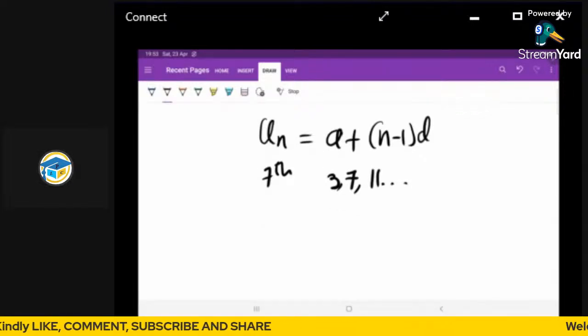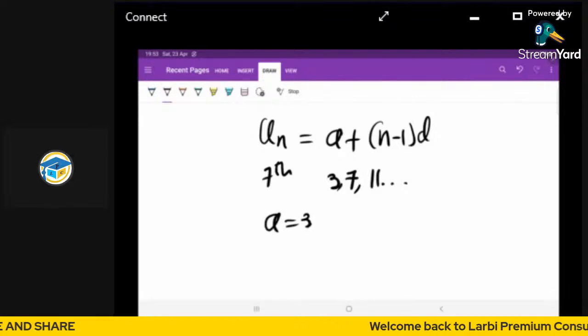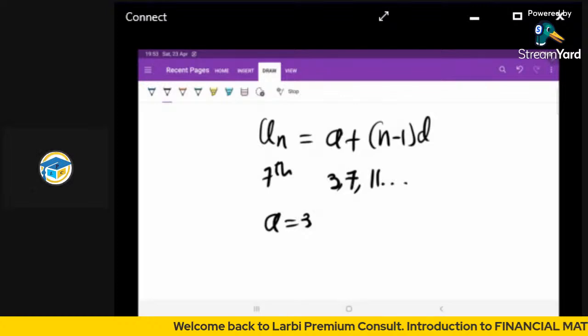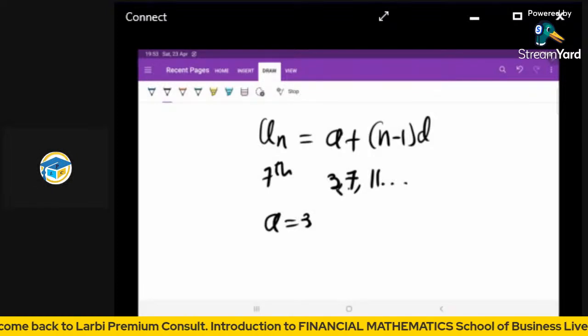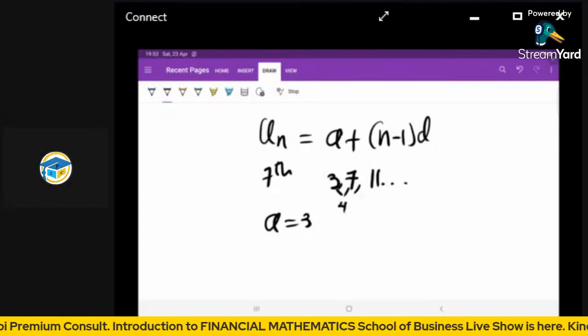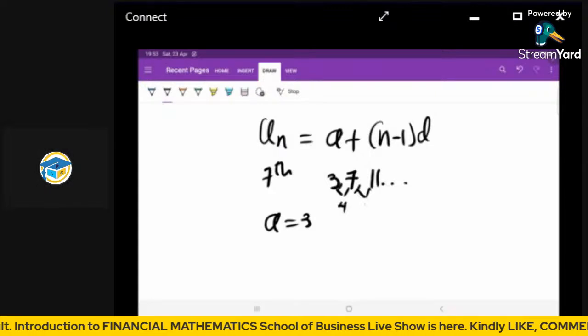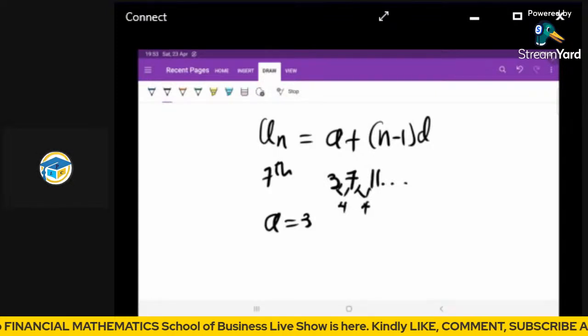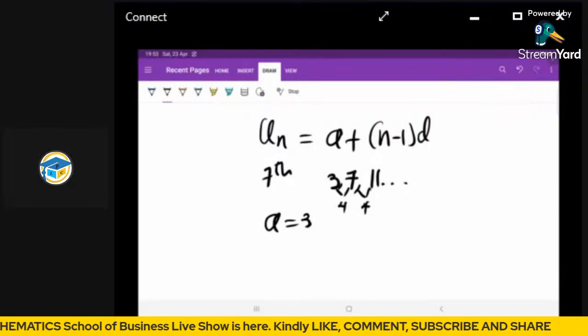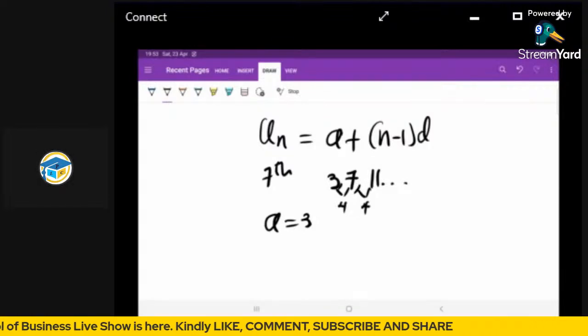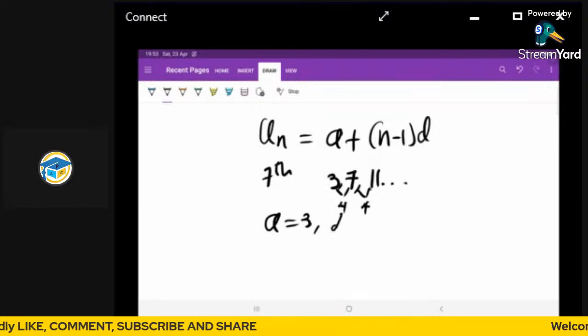First of all, we can say that the first term, a, is going to be 3. And what is the difference from 3 to 7? What is the difference from 7 to 11? That should tell us. We can clearly see that from 3 to 7 is 4, and from 7 to 11 is 4. We said with arithmetic progression, or AP, the difference should always be the same from one item to another. I hope that is clear. So we can see that d is equal to 4.